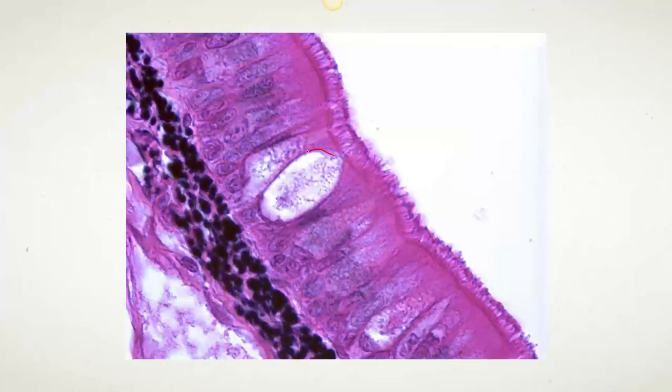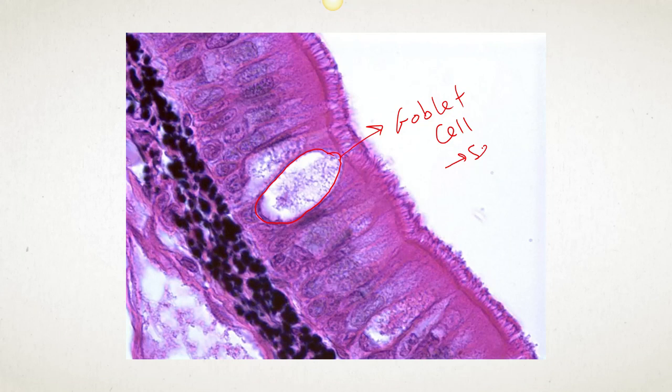Now here you can see this large white thing. This is a mucus secreting cell known as a goblet cell. So on an exam, I may point to that cell and ask you what it is. So that's a goblet cell. And in a multiple choice format, I may ask you what is the function of a goblet cell. You need to know that it secretes mucus.